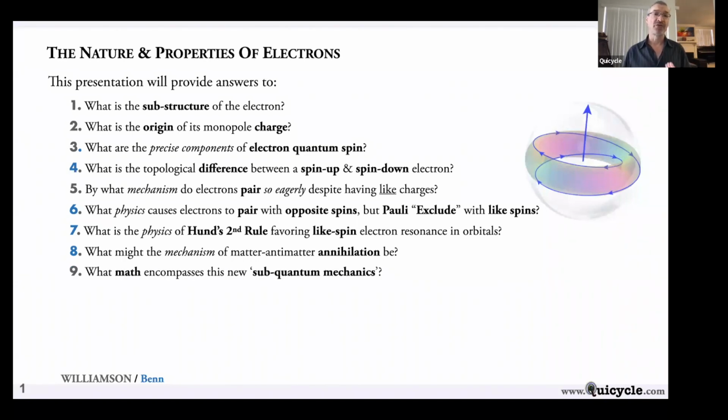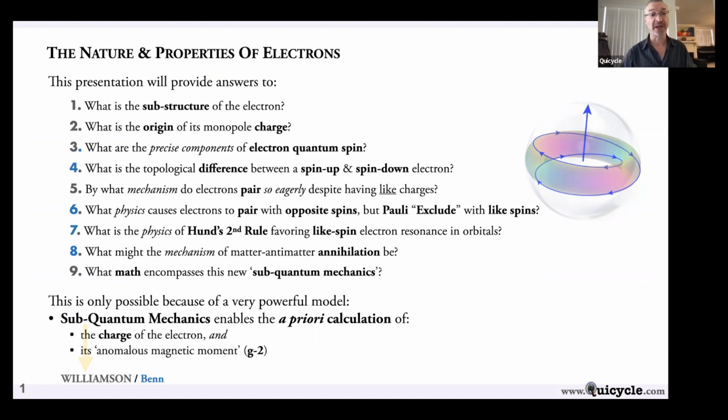Now, we're not going to delve too much into the mathematics of this theory, but for the sake of completeness, we will mention a little bit of it towards the end. I realize that this list may seem a little optimistic to cover in one talk, and it would be were it not for this incredibly powerful new tool, this new theory of subquantum mechanics, which is the first theory that allows the electron's charge to actually be calculated from scratch, just from the theory alone, as well as G-2. And this is a significant development.